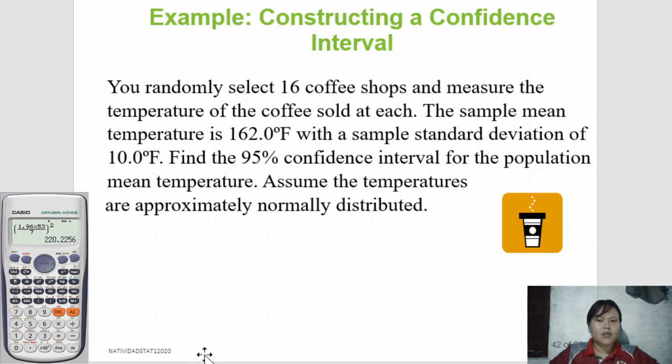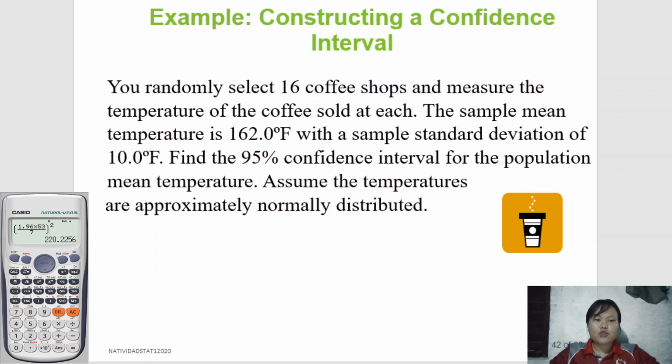So, let's have this problem. We randomly selected 16 coffee shops and measured the temperature of coffee sold at each. The sample mean temperature is 162 degree Fahrenheit with a sample standard deviation of 10 degree Fahrenheit. Find the 95% confidence interval for the population mean temperature. Assume the temperature is approximately normally distributed. We have here 16 coffee shops. Since our number here is less than 30, and our population standard deviation is also unknown, we can use the t-distribution, and the temperatures can be referred to as normally distributed. So we can make use of this data by getting the interval for small samples.